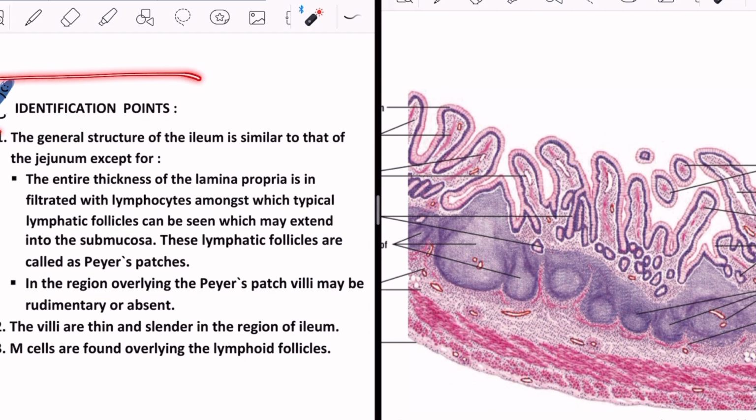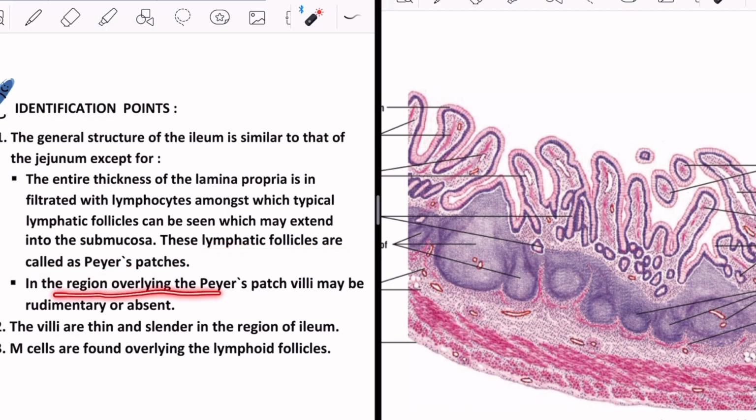Now let's sum it up by looking at the identification points. The general structure of the ileum is similar to that of the jejunum except the entire thickness of the lamina propria is infiltrated with lymphocytes, amongst which typical lymphatic follicles can be seen which may extend into the submucosa. So these lymphatic follicles are predominantly present in the lamina propria but they may extend into the submucosa. These lymphatic follicles are called Peyer's patches.